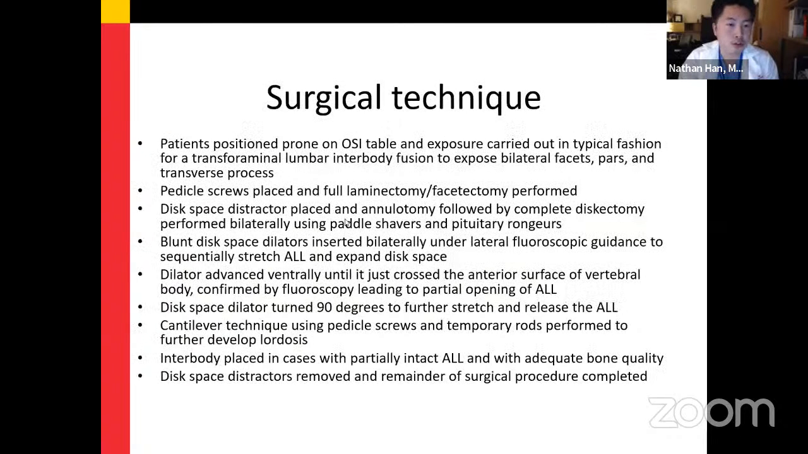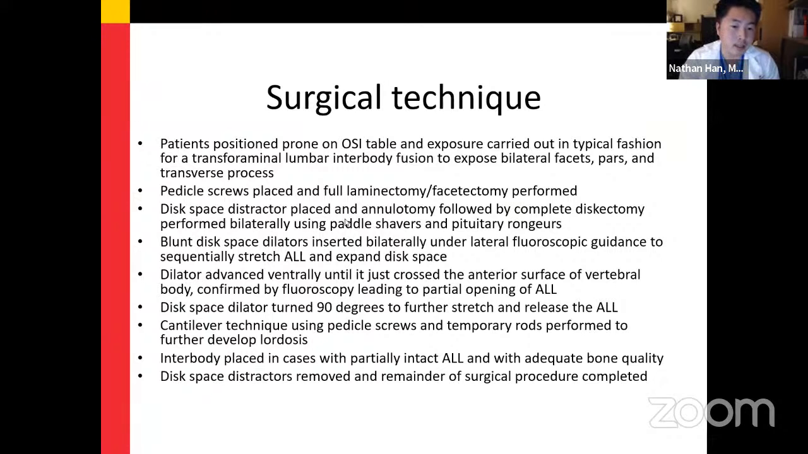I'm not going to belabor surgical technique, as Dr. Sansur went over it in pretty good detail, but basic standard exposure to expose the bilateral facets, pars, and transverse process. Pedicle screws first placed and temporary rods placed. The disc-based distractors were used as Dr. Sansur described with the sequential dilation and advancement of that blunt dilator ventrally until it crosses the anterior surface of the vertebral body, leading to partial opening of the ALL.